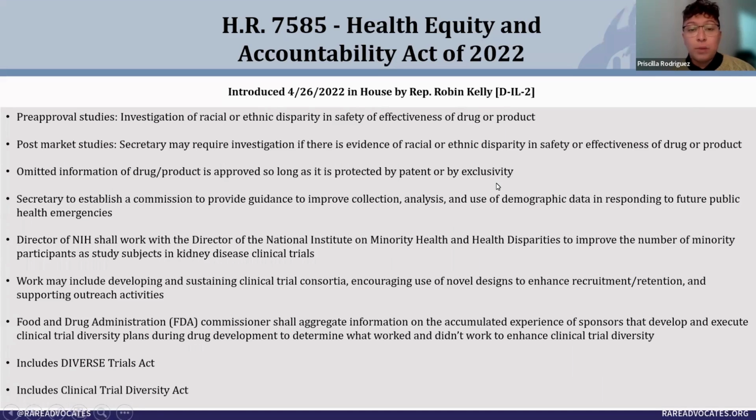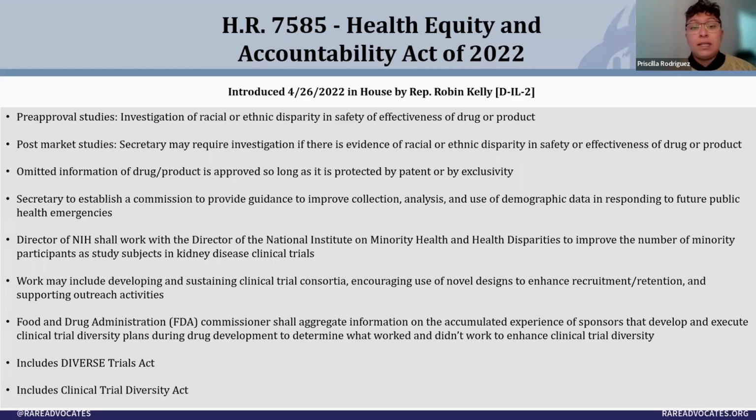The third bill we'll be taking a look at is the Health Equity and Accountability Act of 2022. This was recently introduced on April 26, 2022 in the House by Representative Robin Kelly. The purpose of this act is to improve health for minority individuals and for other purposes.